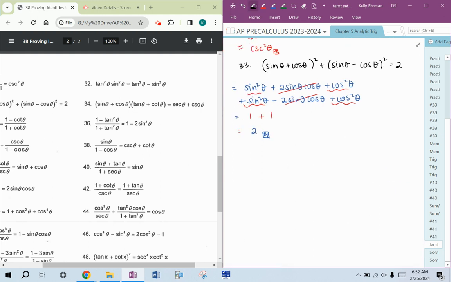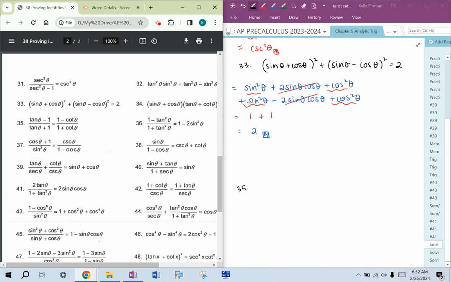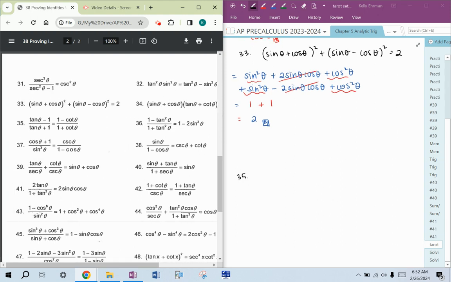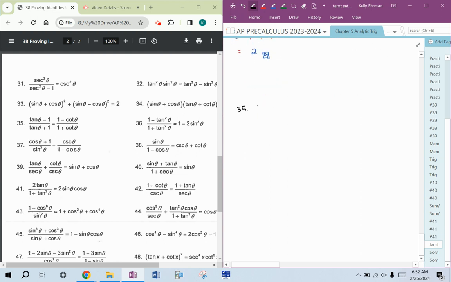All right, number 35. Find my pen here. There we go. Number 35 is tangent theta minus 1 over tangent theta plus 1 is supposed to equal 1 minus cotangent theta over 1 plus cotangent theta.